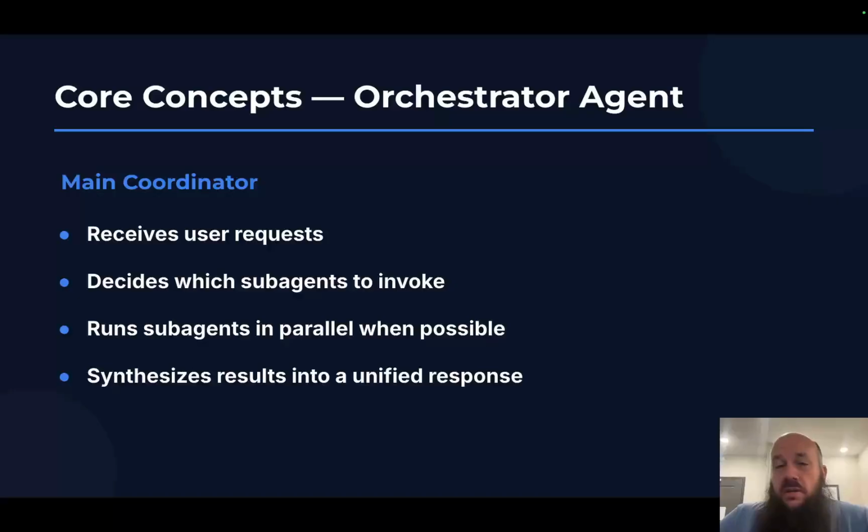Based off of your context and your prompting, it can run different agents in parallel, or it can actually run them in series, or you can wait for certain sub-agents to come back with information before it makes other decisions. This is all actually handled within the prompt that you give the main orchestrator.